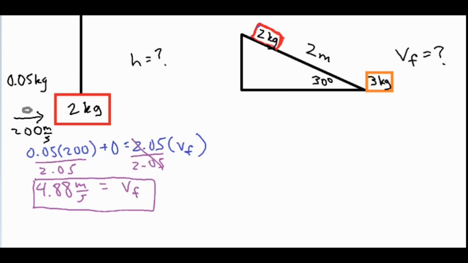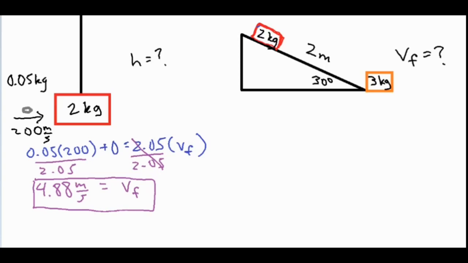That ended up being a pretty easy calculation. We have the momentum of the bullet, 0.05 times 200, which equals 10 kilogram meters per second, plus 0 for the block at rest, and that equals the mass of the entire system, 2.05 total, times the velocity. Just divide both sides by 2.05, and I have a velocity of 4.88 meters per second.